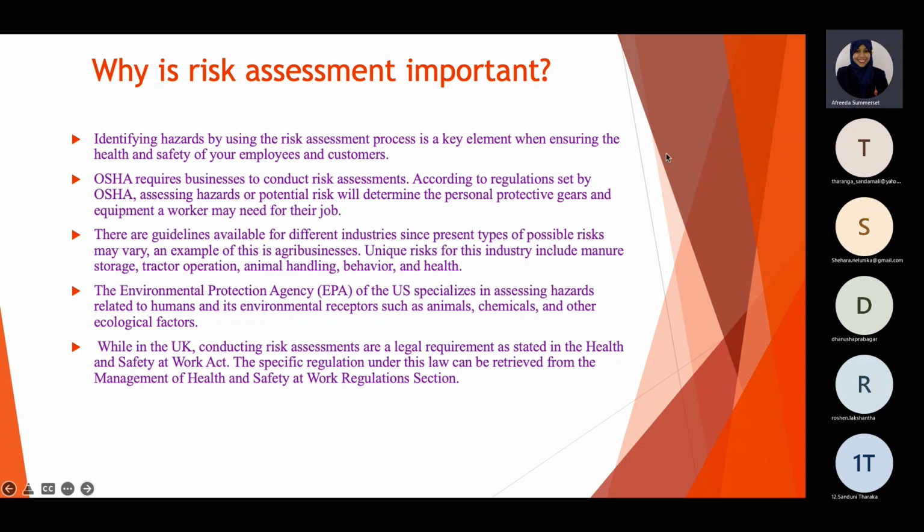If the USA specializes through the EPA, in the UK they also conduct risk assessments, which are legal requirements as stated in the Health and Safety at Work Act, where they go through certain policies to see that these places are functioning without any risk, and to identify the risks that are happening in these places.